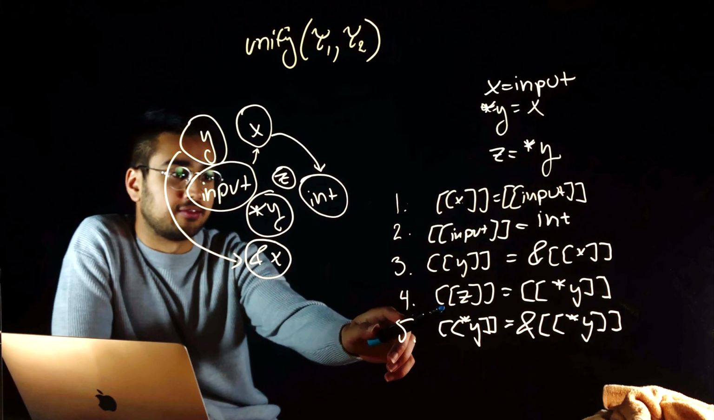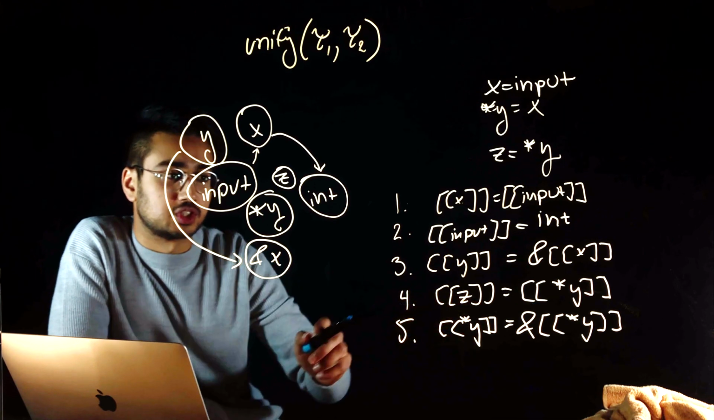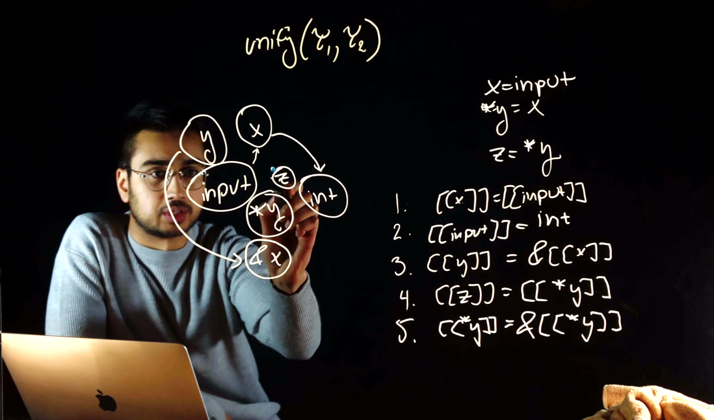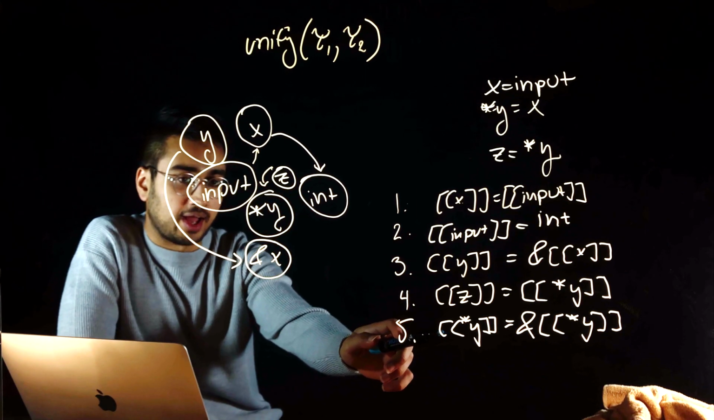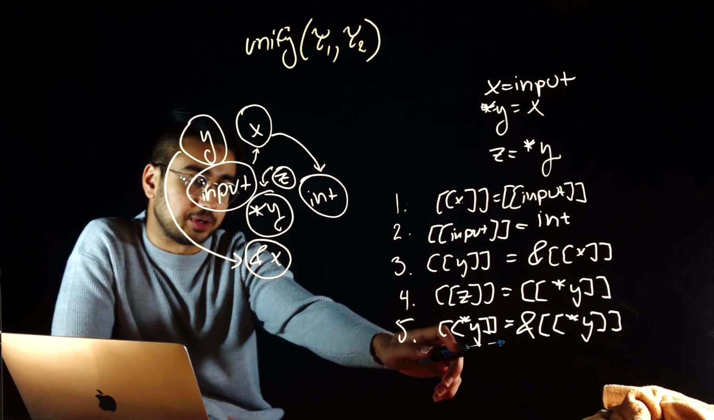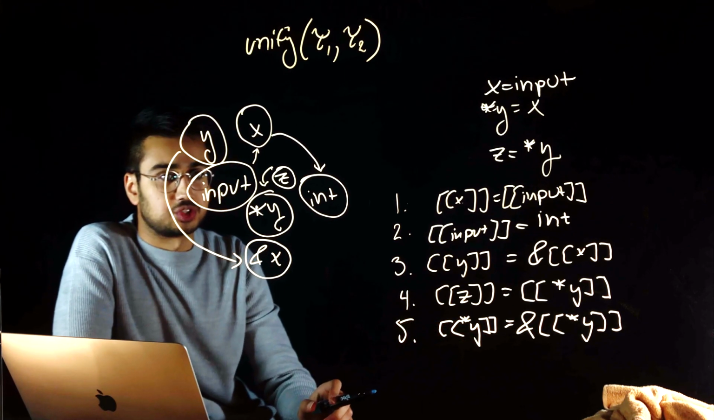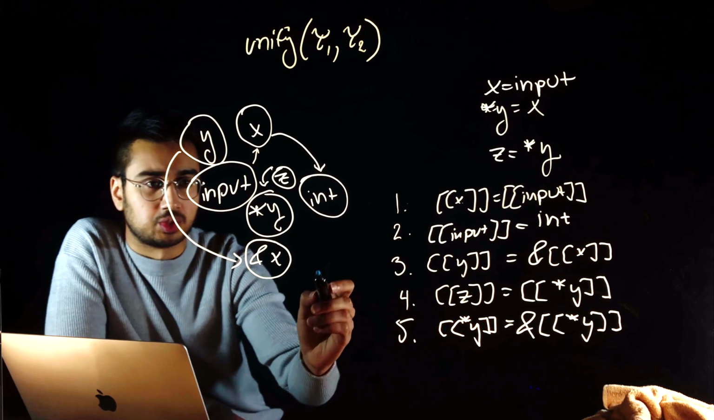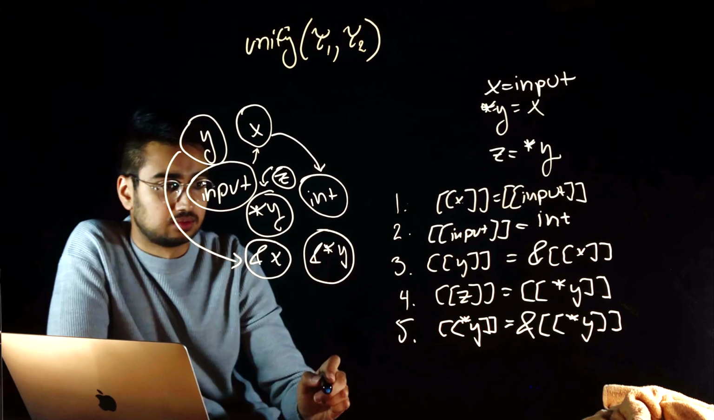From 4, we'll have the leader of z will be the same as the leader of star y. So I'll draw in that arrow here. And from here, we'll have the leader of star y will be a pointer to the dereferenced star y. And I realize I don't have pointer to star y, so I'll draw in that term now.